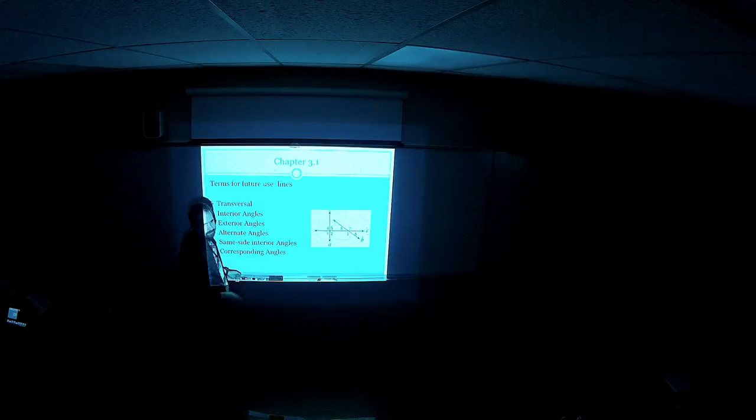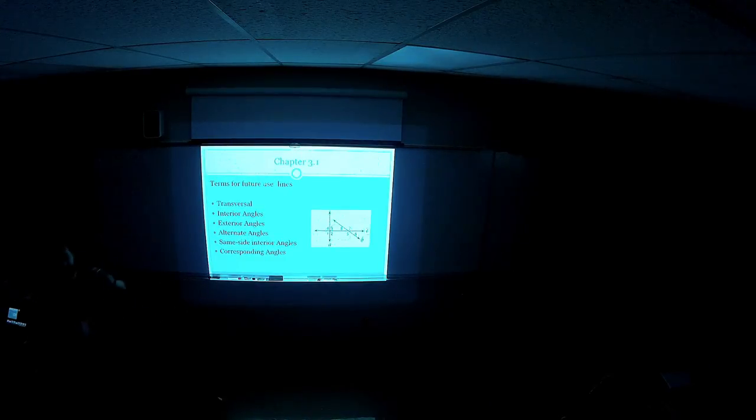Exterior people, where are you at? 1, 4, 6, and 7. Well, duh, those are the ones I didn't circle, the ones on the outside of the sandwich. Now, if your group has a card that says something like alternate exterior or same side exterior, then you need to be picking the numbers 1, 4, 6, and 7, because those are the exterior angles. Okay, that's good.